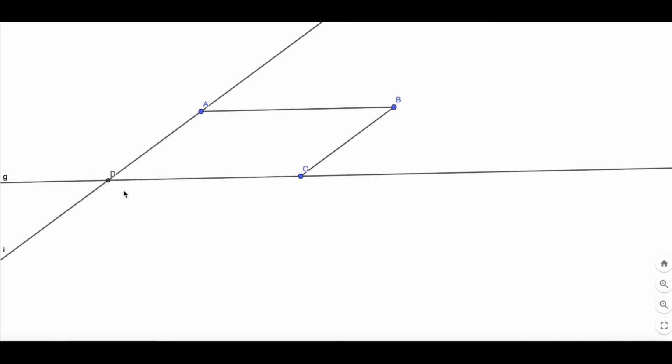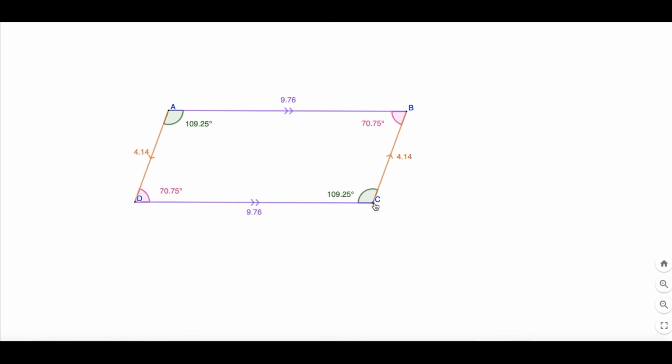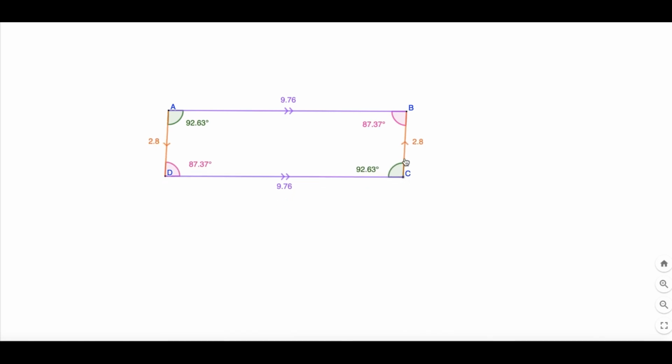Of course, I've got an intersection there, and I'm going to just get the point of intersection, which will form the vertex of this parallelogram. Here we've got our sides marked as well. My theorems are holding up here.